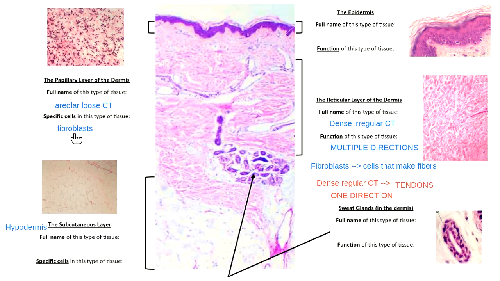Does that help? Yes. It is the same cells. They are doing the same job. It's just that when we talk about areolar loose connective tissue, maybe you could think about those fibroblasts as being a little more lazy. They don't build as many protein fibers. So I'm sorry. Go for it.